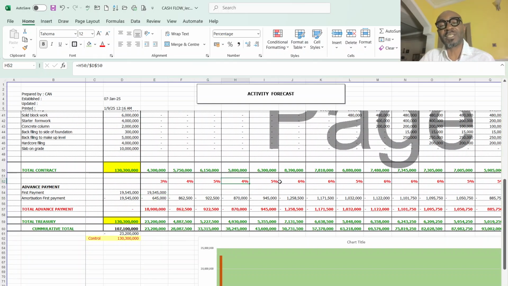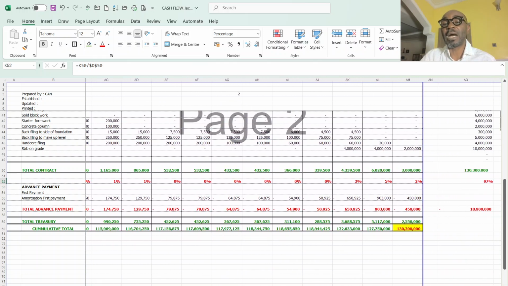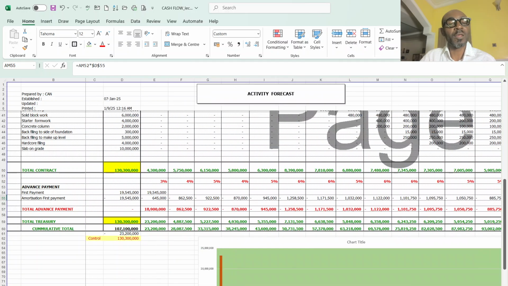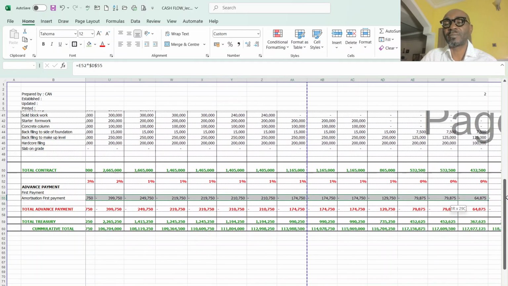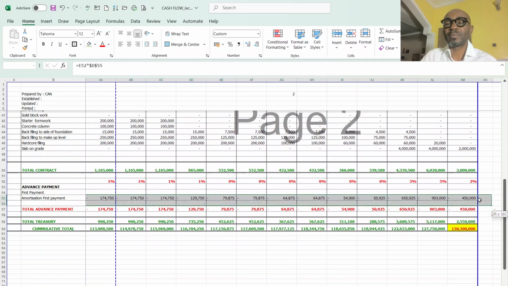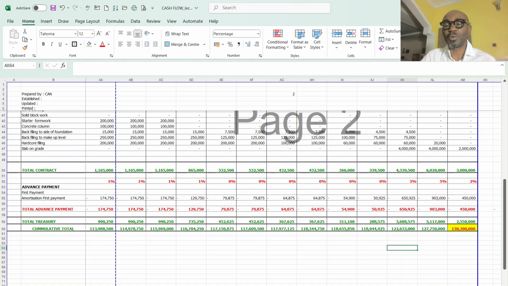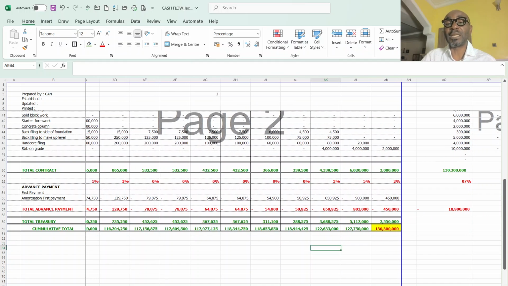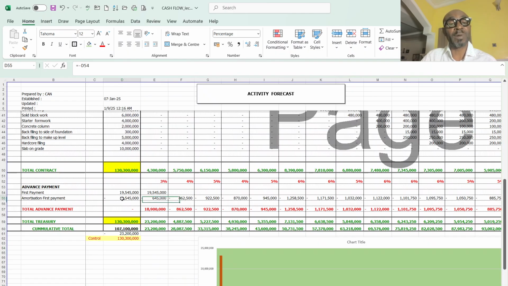You see, we have the 5, we have 6, where the figure is big, you have 6% all through the project. And this figure must be 19,500,000. So it is 19,545,000, meaning that it is correct. At the end of the project, day 35, I should be able to pay back my 19 million that I took from the client.